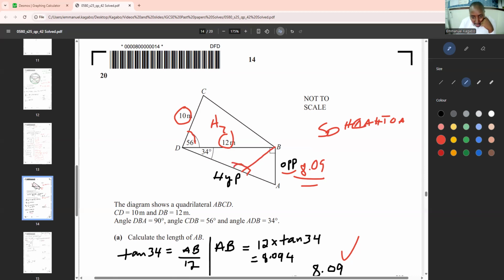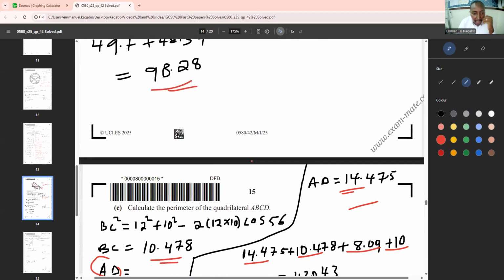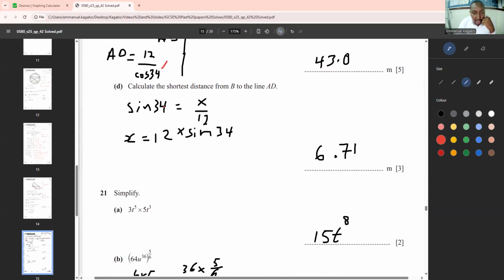Okay, this should be 90 degrees, okay? Very good. Now, opposite over hypotenuse, that is the sine. So that's why I did sine 34 equals x over 12, cross multiply, and that is what you're going to have as your shortest distance.